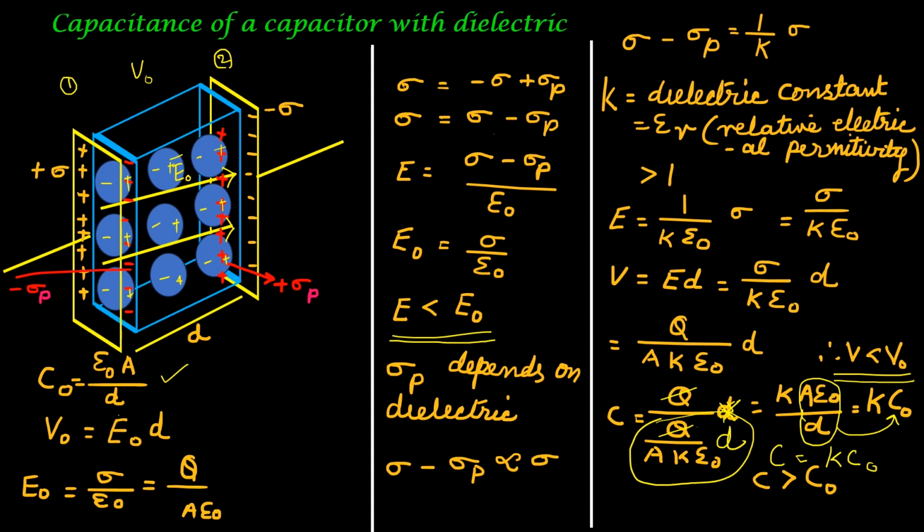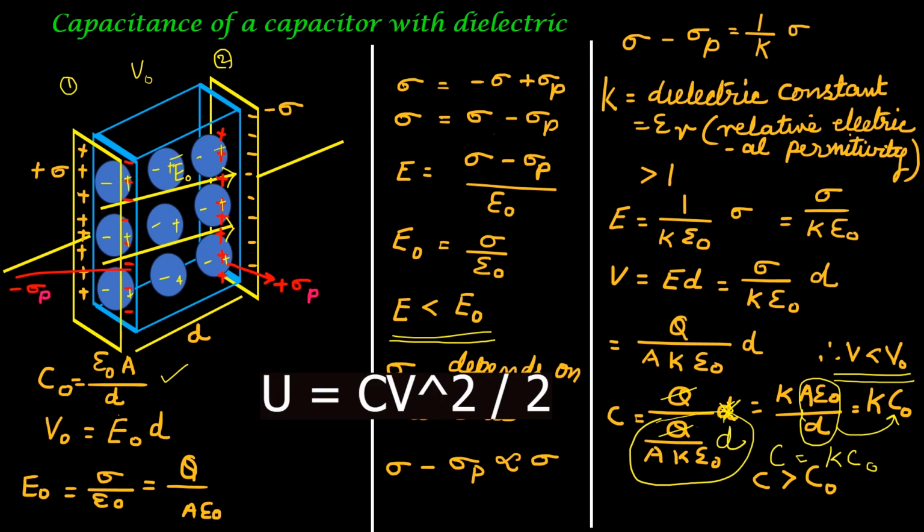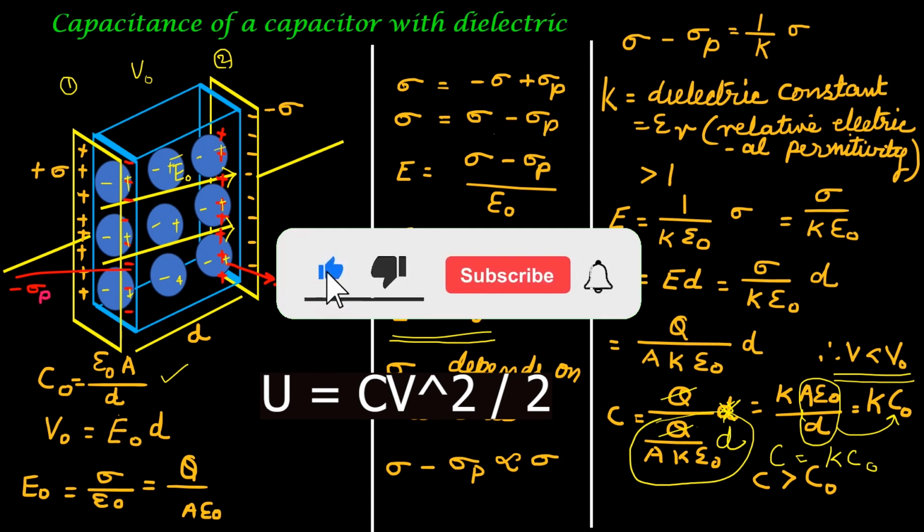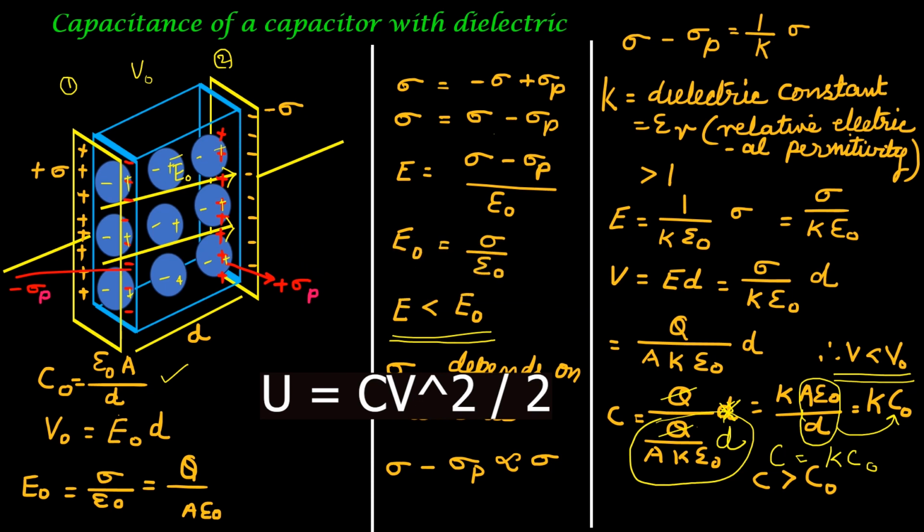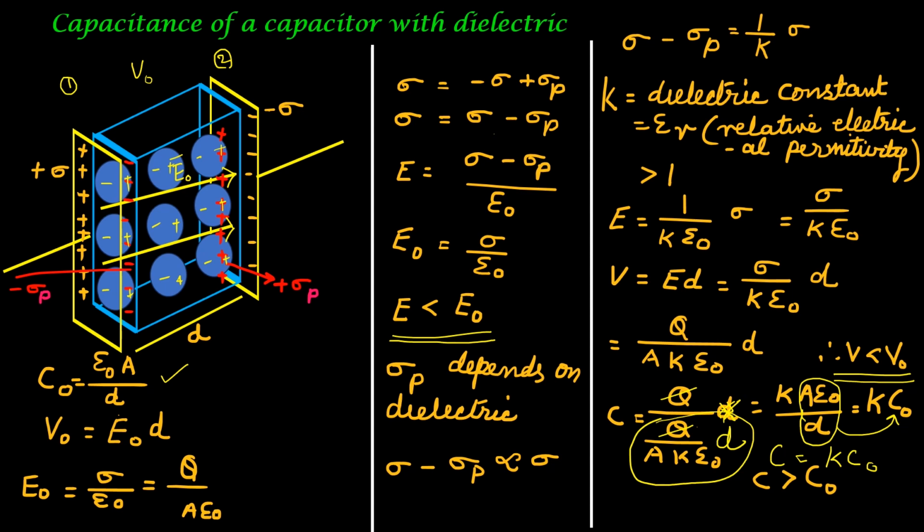Finally, before we wind up the video, we will also see how the potential energy stored in the capacitor is changed when there is a dielectric medium. Recall the formula for potential energy. Potential energy U is equal to C V square upon 2. So, potential energy is directly proportional to capacitance. We have seen that when a dielectric medium is used, capacitance increases. Therefore, potential energy also increases when a dielectric medium is used.